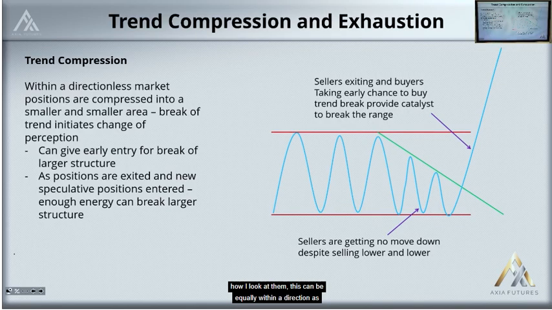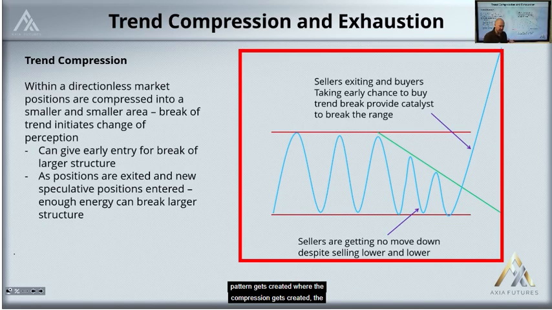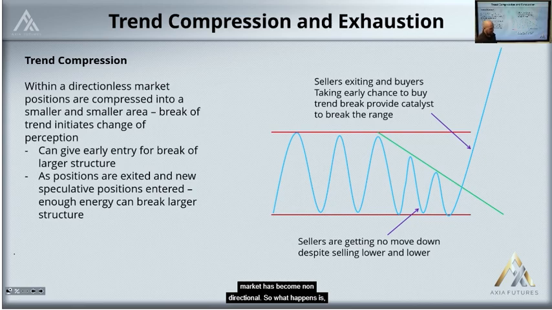This can be equally within a directionless market. And when I say a reversal, reversals often will come from a directionless market, in that in the period where the reversal pattern gets created, where the compression gets created, the market has become non-directional. So what happens is positions get squeezed and squeezed and squeezed into a smaller and smaller space. And what essentially is happening there is that sellers wanting to sell and not find buyers who are willing to pay those prices, so they move their prices down.